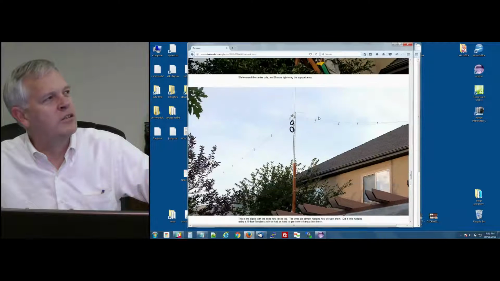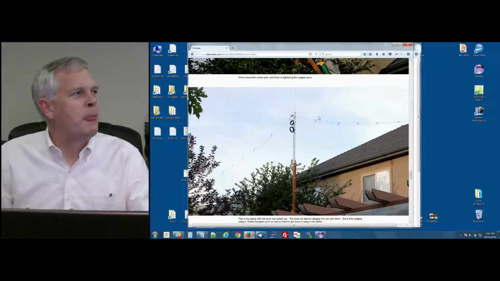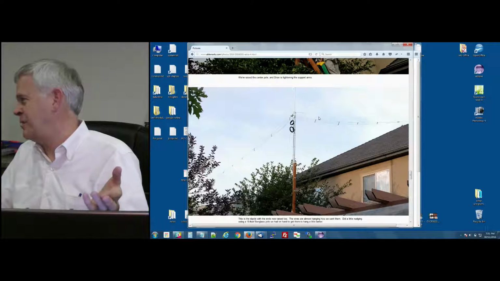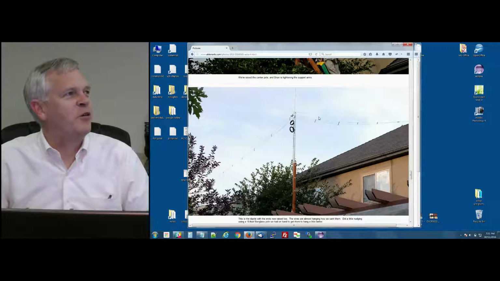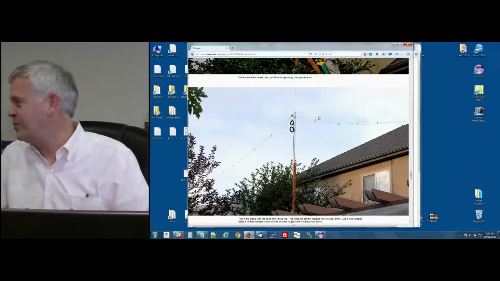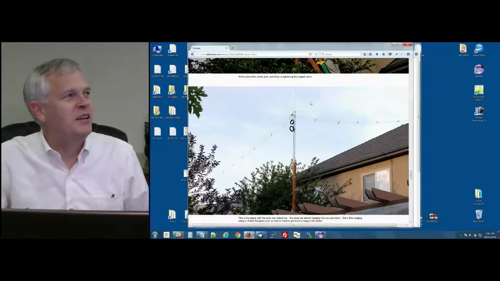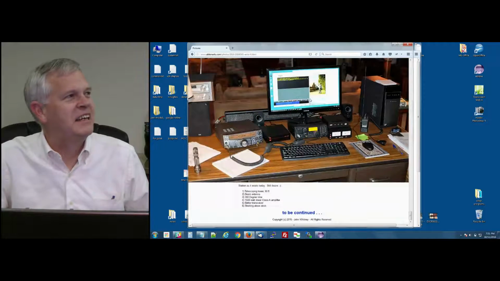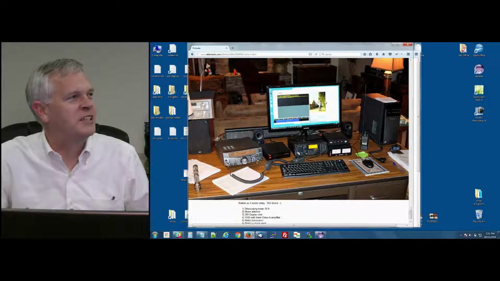It turns out we are nowhere near as powerful as the guys with large machines, and we're going to probably end up building a tower and doing a much better antenna. But at least we are in the air and we can do stuff now. And that's it. That's the current station right now.